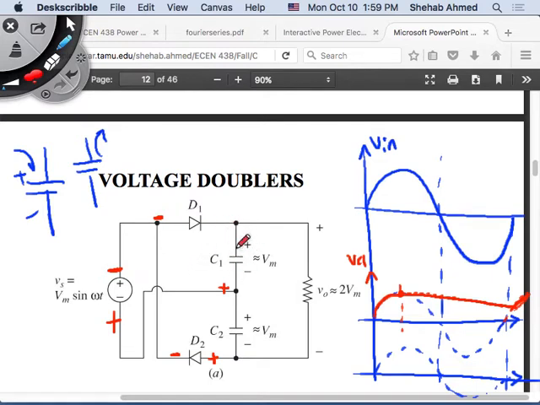Remember this capacitor was charged to a certain voltage. What is that voltage equal to? It was charged to my supply voltage, and this capacitor is discharged initially. So this point and this point are zero. There's zero voltage across this capacitor, and now this capacitor C1 is charged to some voltage close to my supply voltage.